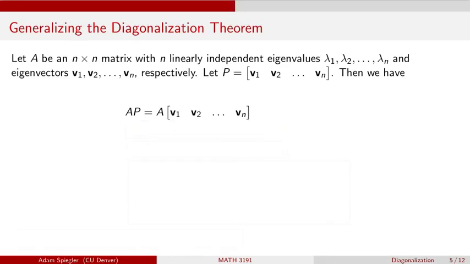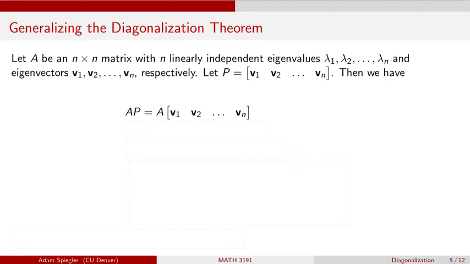Okay, so based on that 2 by 2 example, we now have a sense for how we can prove the diagonalization theorem in general. What the diagonalization theorem states is that an n by n matrix A is going to be diagonalizable if it has n linearly independent eigenvectors. And in that case, the matrix P that we need to diagonalize A is going to consist of columns that correspond to each of the eigenvectors of matrix A.